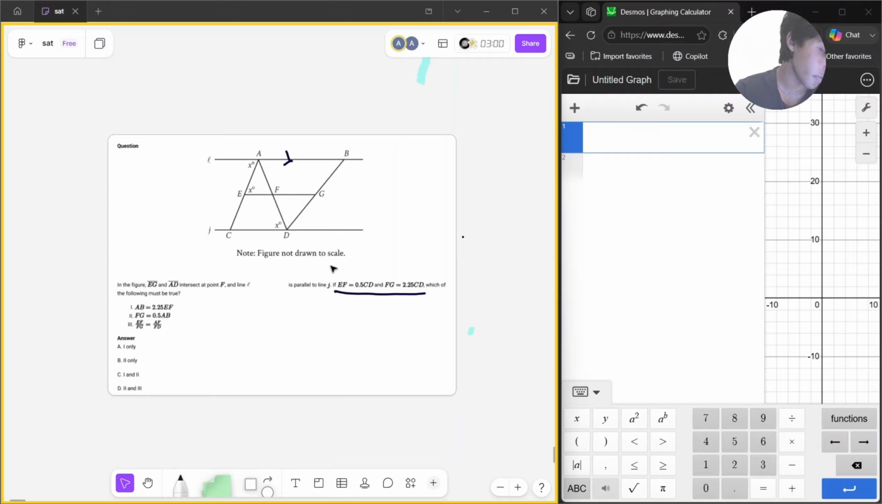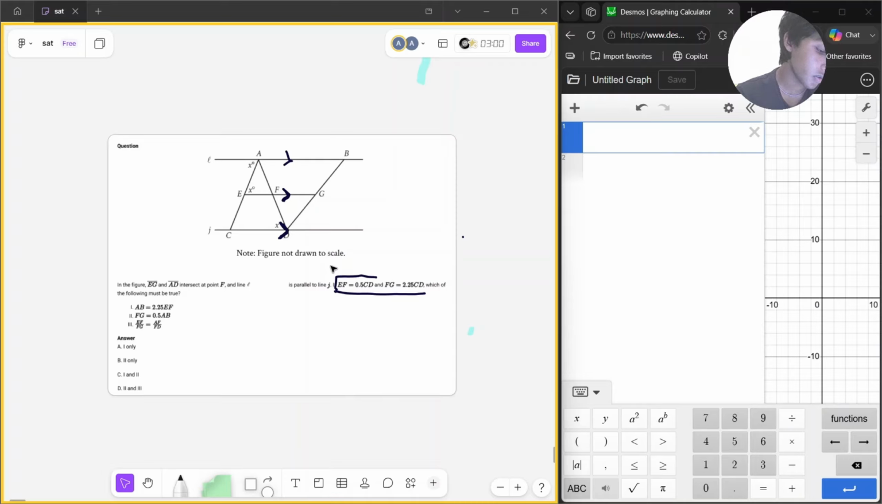Alright, so we have a lot of stuff going on here. First off, we have parallel lines here. We also have these two angles are the same. They're both x. And what that tells me is that EFG also has to be parallel to these two lines. The reason for that is because if you have alternate interior angles, that means that the lines have to be parallel, and we have alternate interior angles right here.